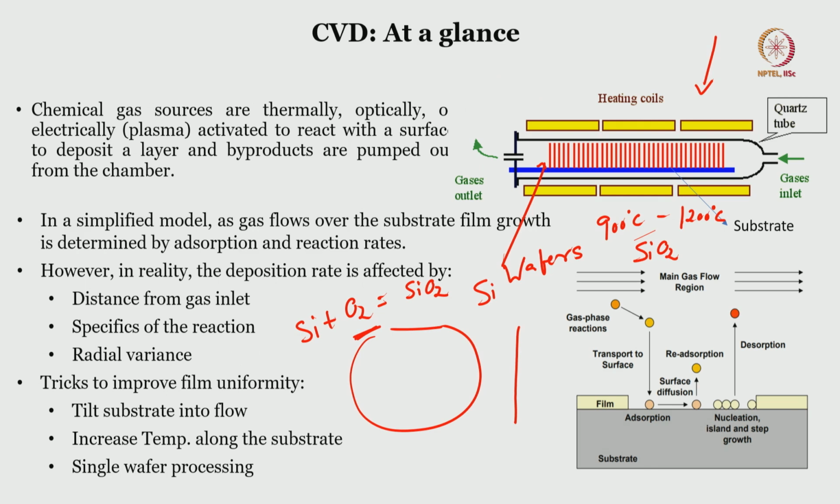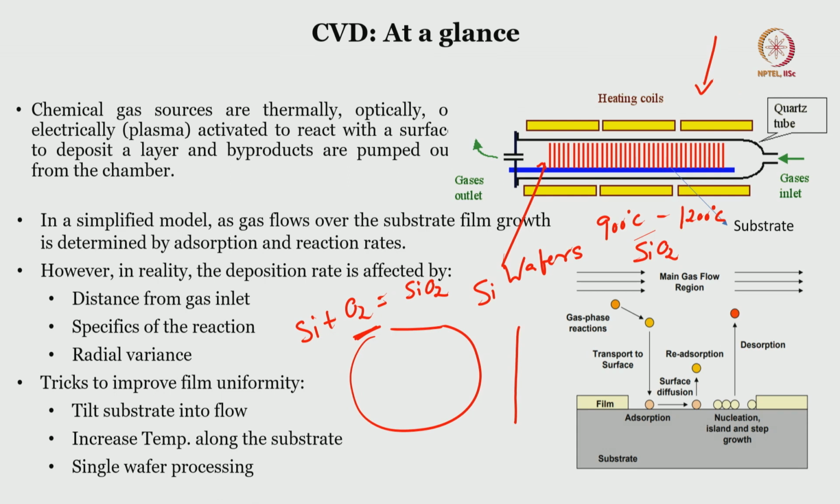Now, the same thing is written in this particular slide: chemical gas sources are thermally, optically or electrically activated to react with a surface to deposit a layer, and the byproducts are pumped out from the chamber. In a simplified model, as you can see in this slide, as gas flows over the substrate film, the growth is determined by the adsorption and reaction rates.